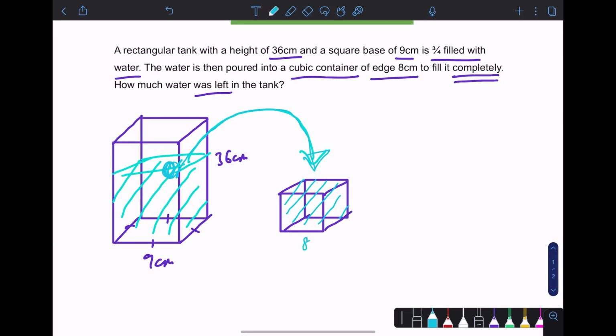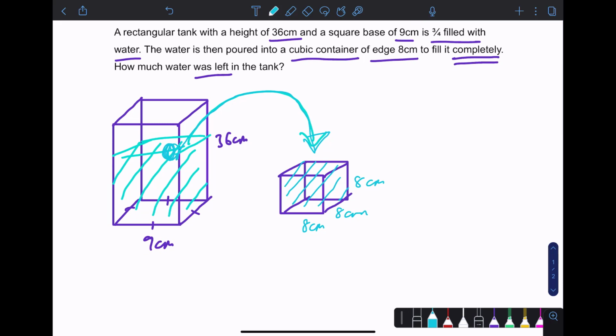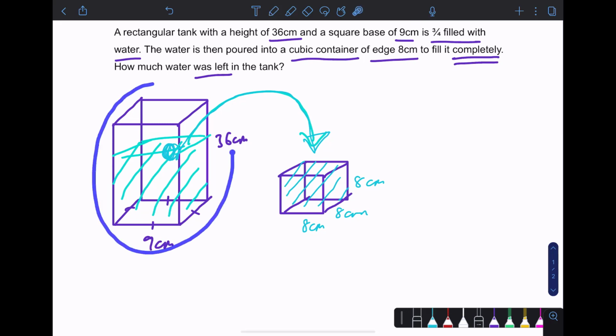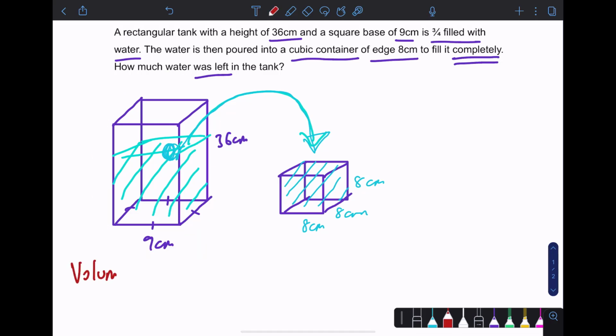Bear in mind this is an 8 cm cube. 8 cm, 8 cm everywhere. So the first step to this question is to find out how much water do you have in this rectangular tank originally. Volume of water in your rectangular tank.